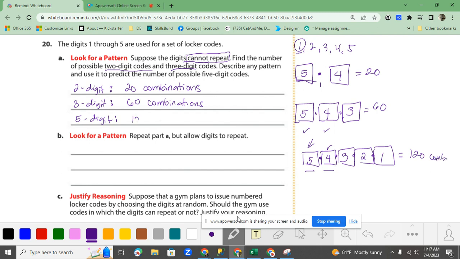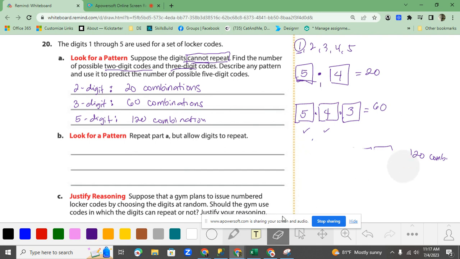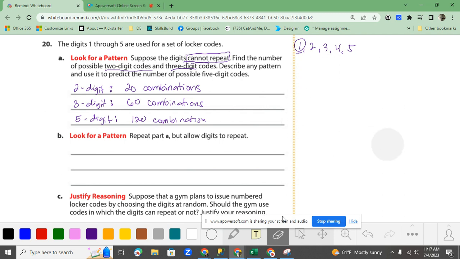Now, the important thing here is you take note that this is again a no repetition type of number of combinations, okay? Because in letter B, you're supposed to repeat the same process, but you have a repetition. So repeat part A, but allow digits to repeat. So I'm not gonna fully answer all of these, but I'm gonna give you some example, okay?